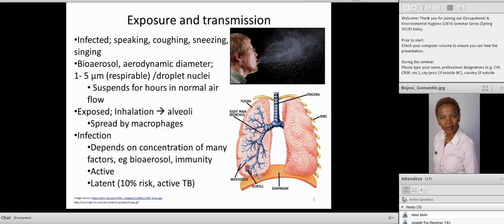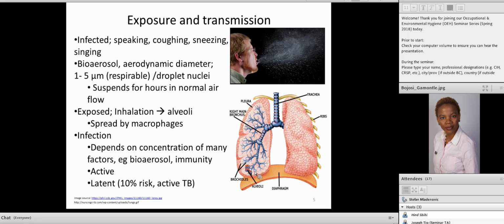Whether the exposed person gets infected or not depends on the concentration of the bioaerosol, and also on the immunity of the person. If a person is infected, they can begin to have what is called active TB, which means they can begin to show signs and symptoms of TB. They can also be infected but not have the signs and symptoms, which is called latent TB. But what is important to note is that people who have latent TB have a 10% risk of developing active TB in their lifetime. So it is important, particularly for healthcare workers, because if you're working in a hospital and you leave with latent TB, it may develop. So it's really important to know that.